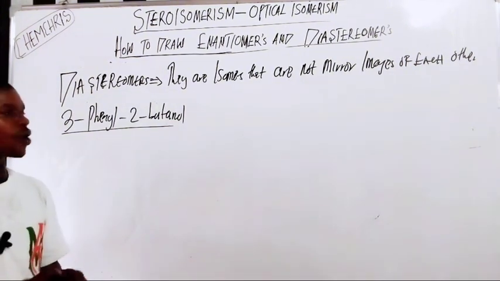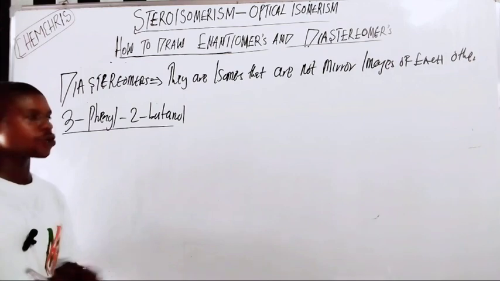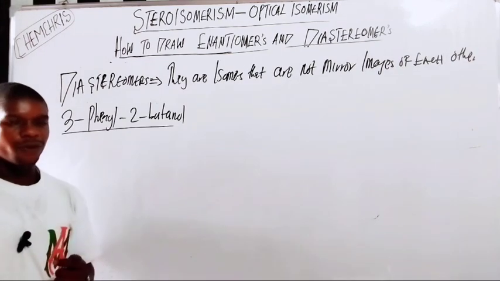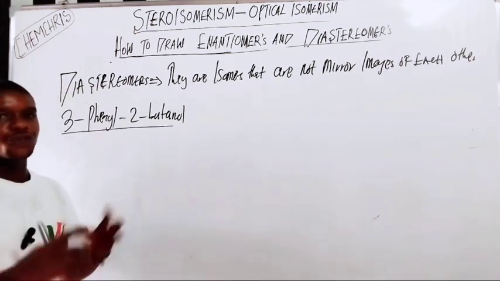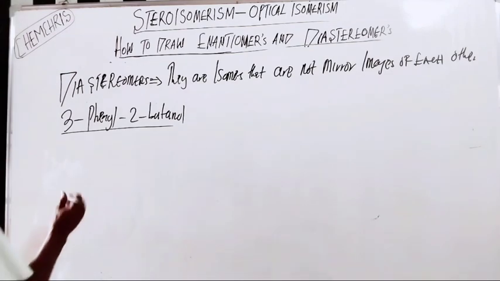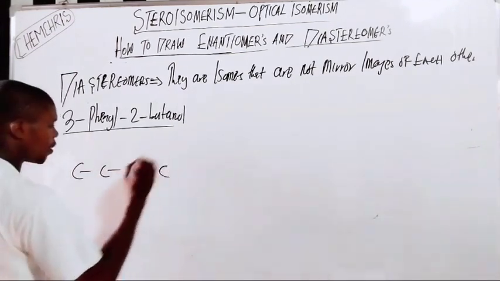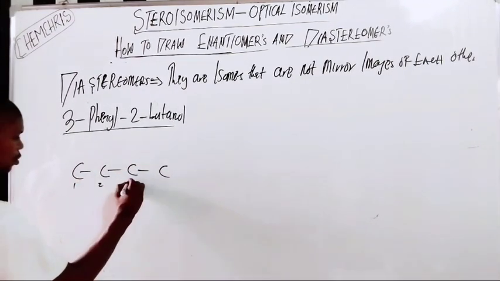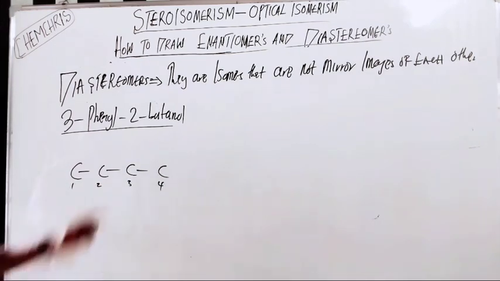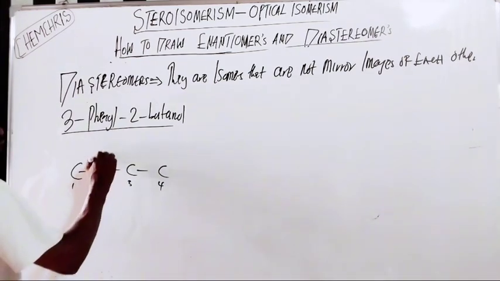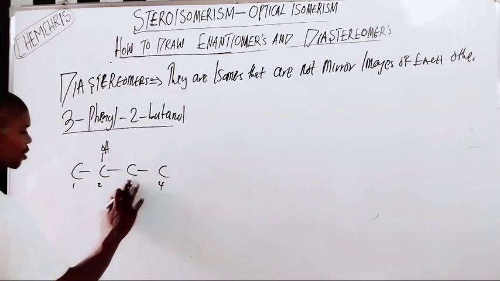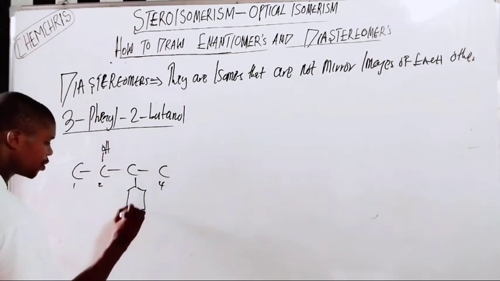Stereoisomers of this molecule, how are you going to draw them? If you are being asked to draw the stereoisomers of this, how are you going to draw it? Draw the normal structure here: carbons 1, 2, 3, 4. Can you see that? Carbon 2 has an OH, and carbon 3 has a phenyl group. Can you see that?